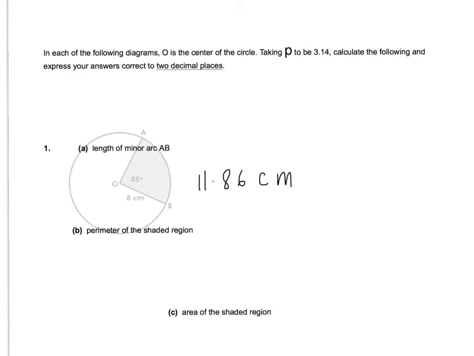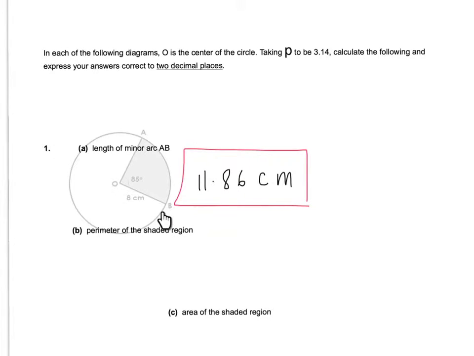So when we simplify the number, the length of the minor arc AB is equal to 11.86 centimeters. Now the follow-up question is find the perimeter of the shaded region. Perimeter is just the sum of the lines or the curve that encloses the shaded region. So that means we need to add the radius OB, the radius OA, and the arc AB.